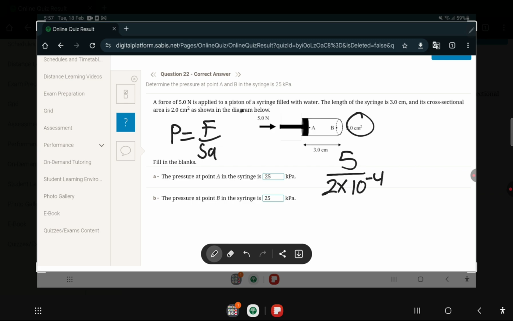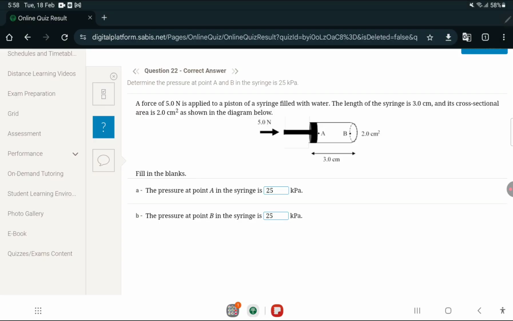2 times 10 to the power of negative 4. You're going to get 25,000. Converted to kilopascals, you're going to get 25 kilopascals. The pressure at point B in the syringe is, okay, for point B it doesn't matter. It's going to be the same force going there and the same surface area. There's no difference, that's why it's going to be the same. Okay, let's go to the next question.